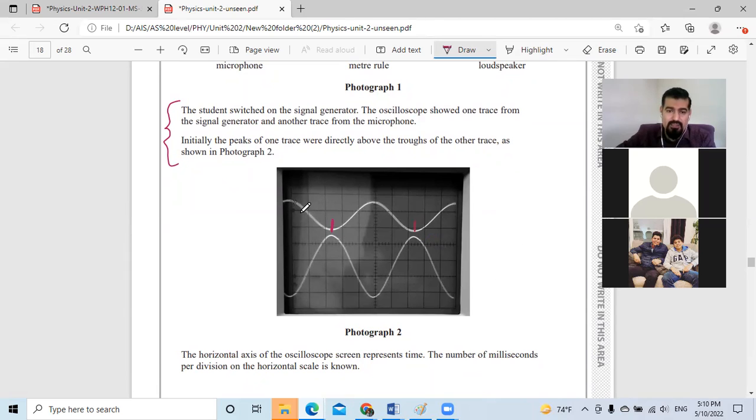How many waves can you see here from the beginning to the end? I can see two waves, approximately. So by knowing the number of waves and by knowing how long the time is for each division, which is 1, 2, 3, 4, 5, 6, 7, 8, 9, 10, I can find how much is the time for one oscillation, which is the period.